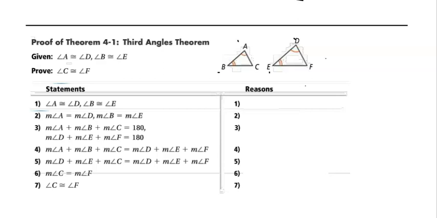A is congruent to D, B is congruent to E. How do we know that? It's just given. Therefore, they are equal. What is the thing in our geometry toolbox that says if they're congruent, then they are equal? Def of congruence. The next one says that all the angles of a triangle must add up to be 180 degrees.